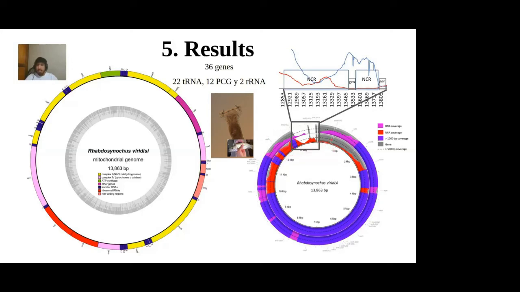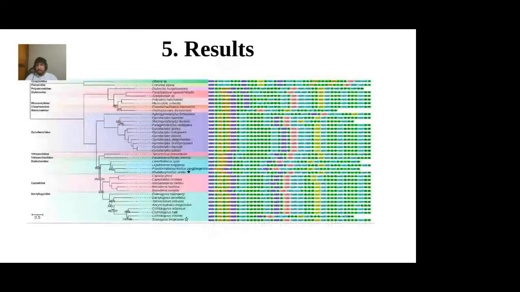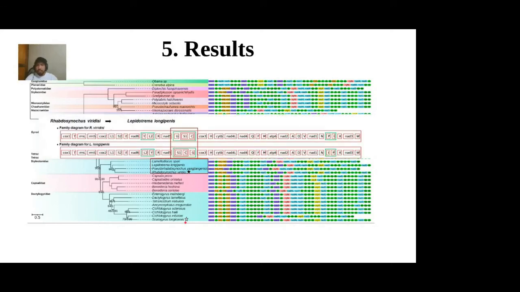In the graph, it can be seen how the assembly using the cDNA helped to find regions without coverage from the sampling using DNA. In the same way, the mitogenome of Scutohis longicornis was assembled. The phylogenomic analysis allowed us to position the two species studied within Monogeneans, and specific gene arrangements were found for certain families of Monogeneans.